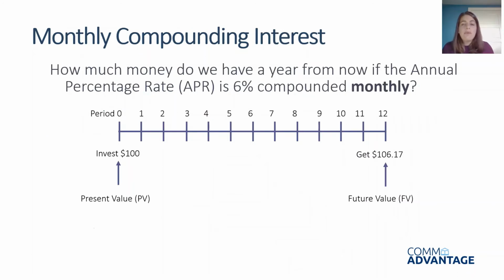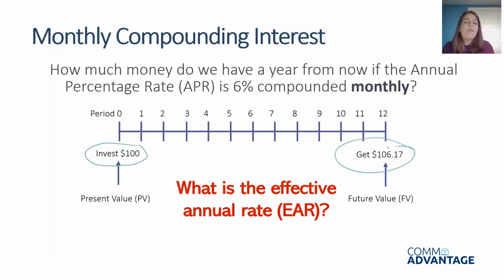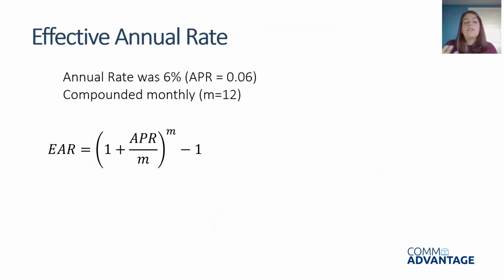So if we look at what we previously had here, right, this was our question we had before where we invested $100 and we got that 106.17. The question to ask here, okay, we know that the annual percentage rate is 6%, but what is the effective annual rate? What is it equivalent to if we only were paid out once annually? So our annual rate was 6% and it was being compounded monthly. So to find that effective annual rate, we're going 1 plus that 0.06 divided by 12, 12 in our exponent, and we would subtract 1 off there.